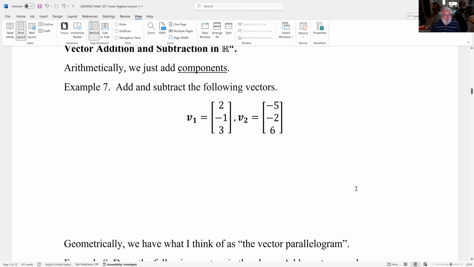So in Rn, how does vector addition and subtraction work? So v1 plus v2, put little arrows over there for now. Just add the components. 2 plus minus 5 is minus 3. Minus 1 plus minus 2 is minus 3. 3 plus 6 is 9.